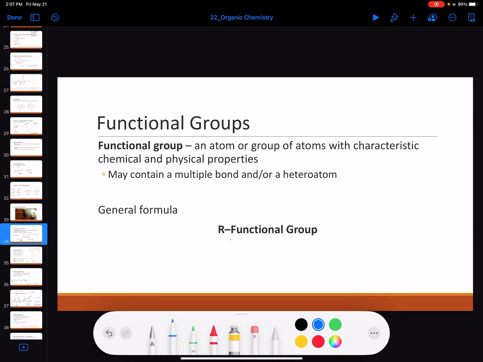You're always going to have your functional group listed, and then it's going to be attached to R. R I think of as the rest of the molecule. It's just some kind of carbon chain. Doesn't really matter if that's one carbon or 500 carbons. All that we care about is that it's some kind of carbon chain, okay?